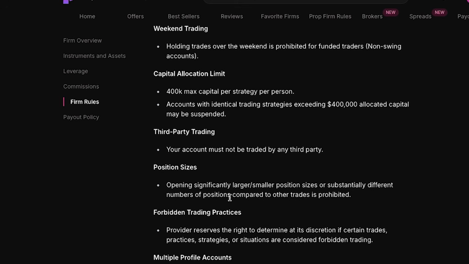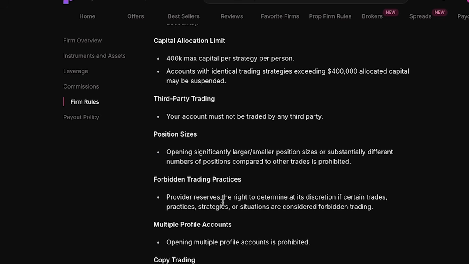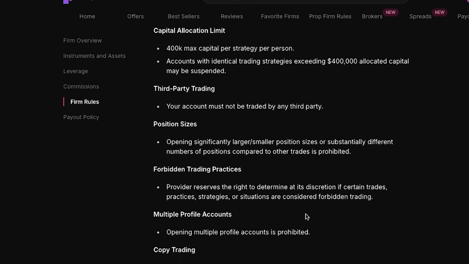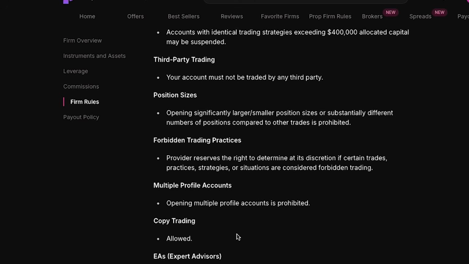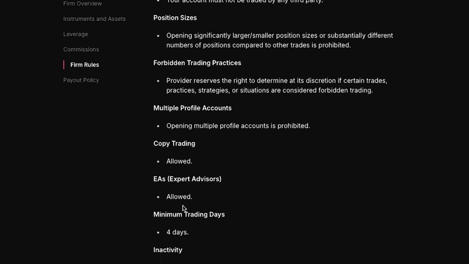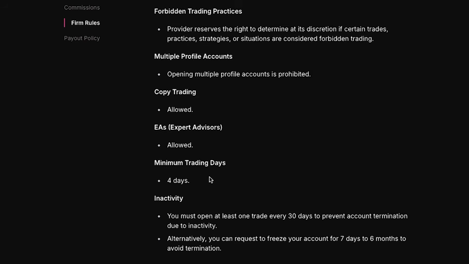Position sizes says that opening significantly larger or smaller position sizes or substantially different numbers of positions compared to other trades is prohibited. For forbidden trading practices, it says that the provider, which in this case is FTMO, reserves the right to determine at its discretion if certain trade practices, strategies, or situations are considered forbidden. For multiple profile accounts, opening multiple profile accounts is also prohibited. Copy trading is allowed, EAs are allowed, and the minimum trading days is 4 days.